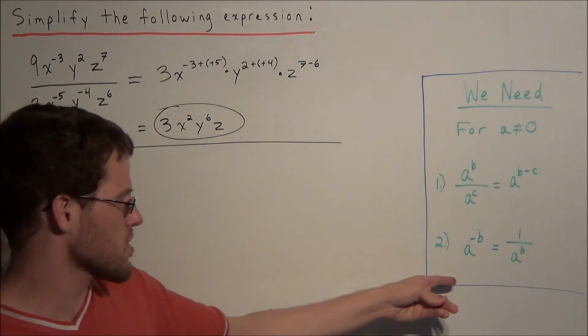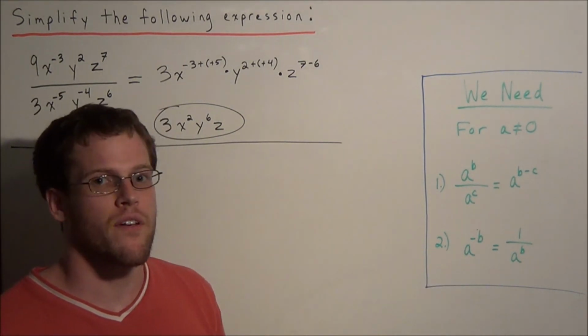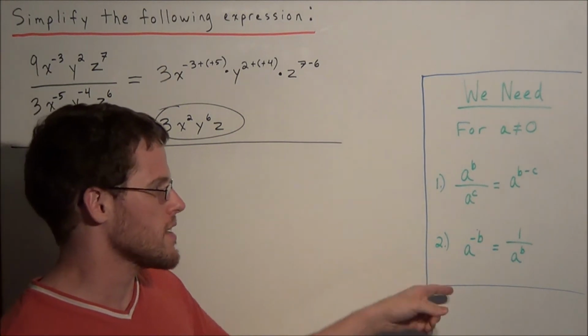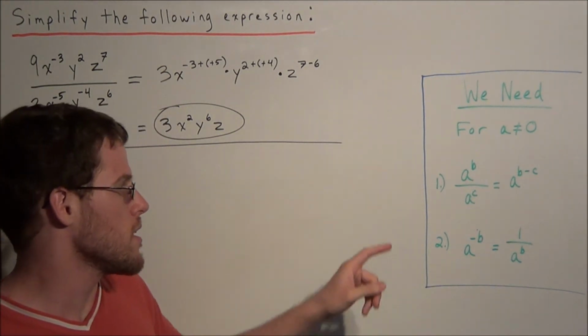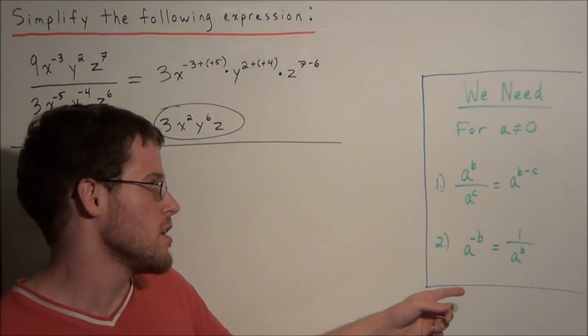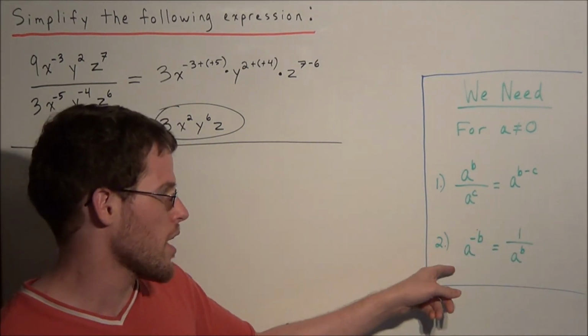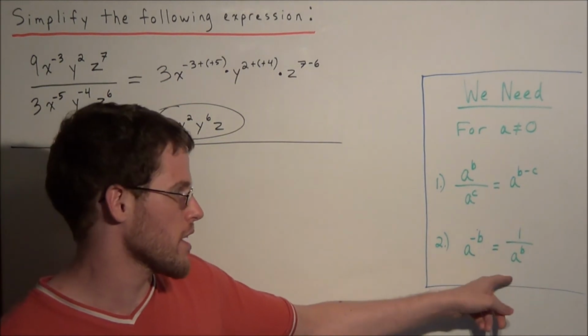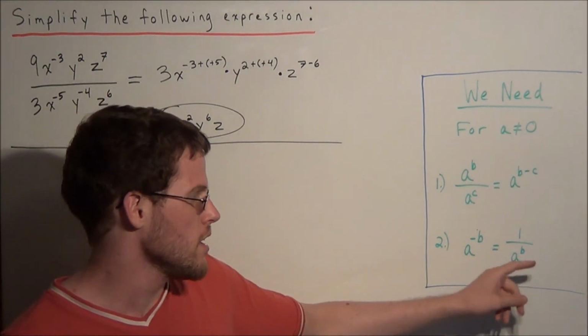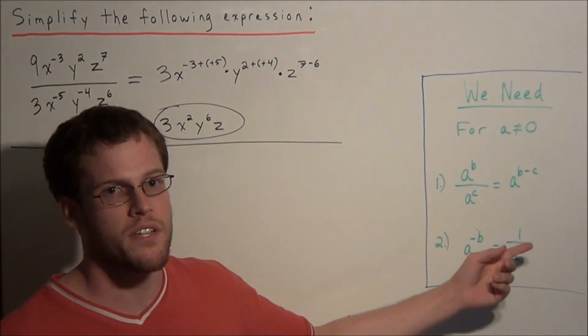And now a simple explanation of what this property really means. Think if a to the b power means a times a times a times a, well then negative b is the opposite of b. So instead of multiplying by a times a times a times a, we're going to divide by a b times. So we're dividing by a, divide by a, divide by a, and we do that b times, so we get 1 over a to the b.